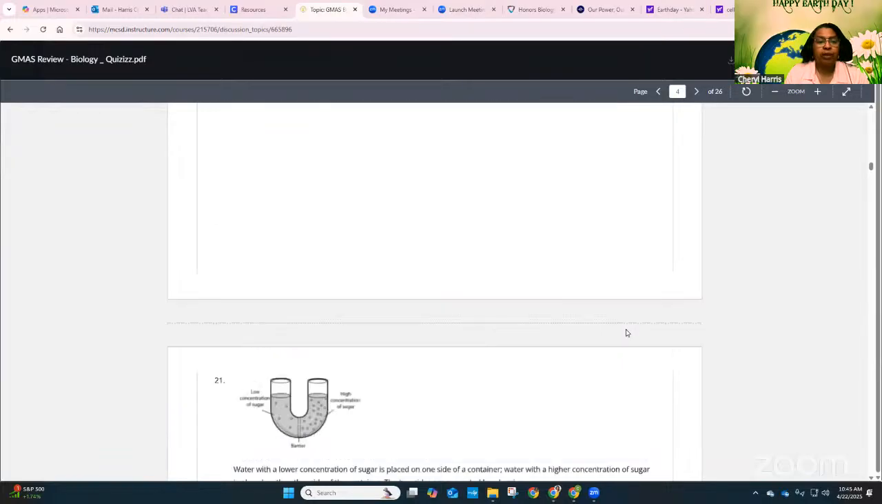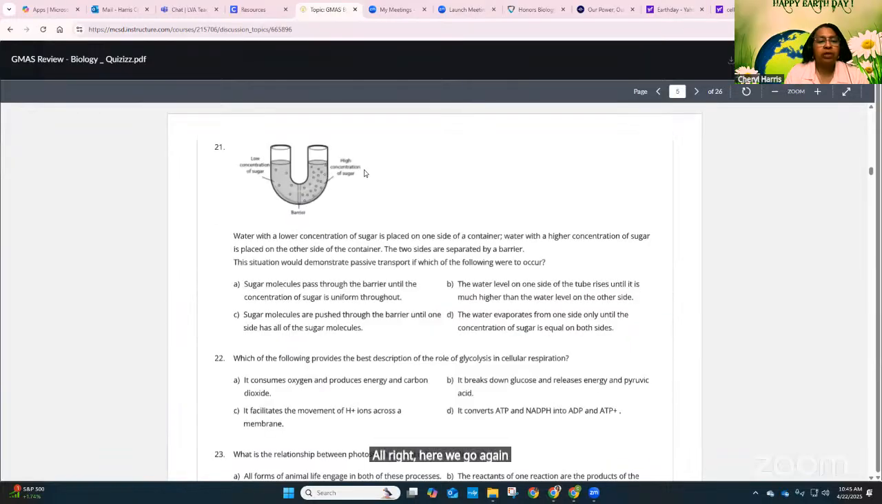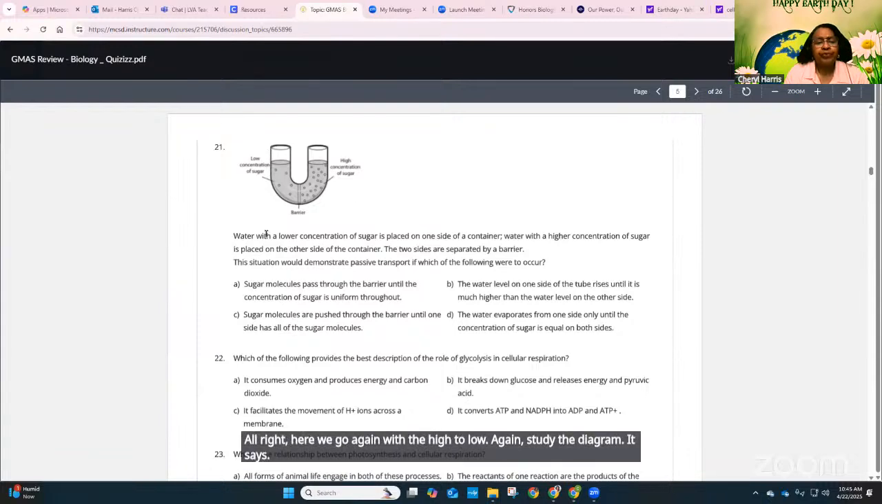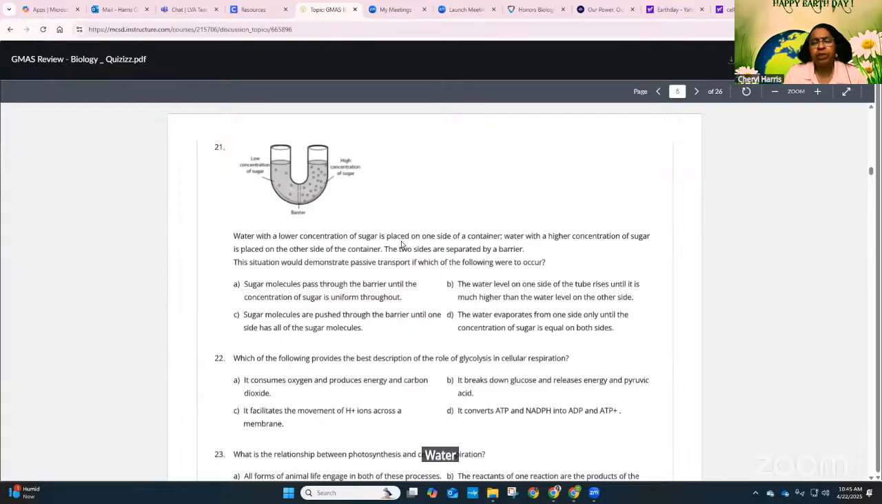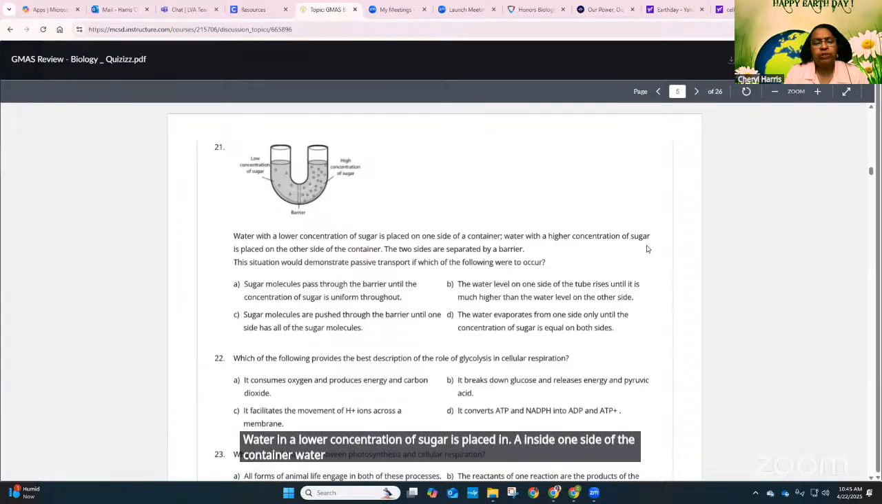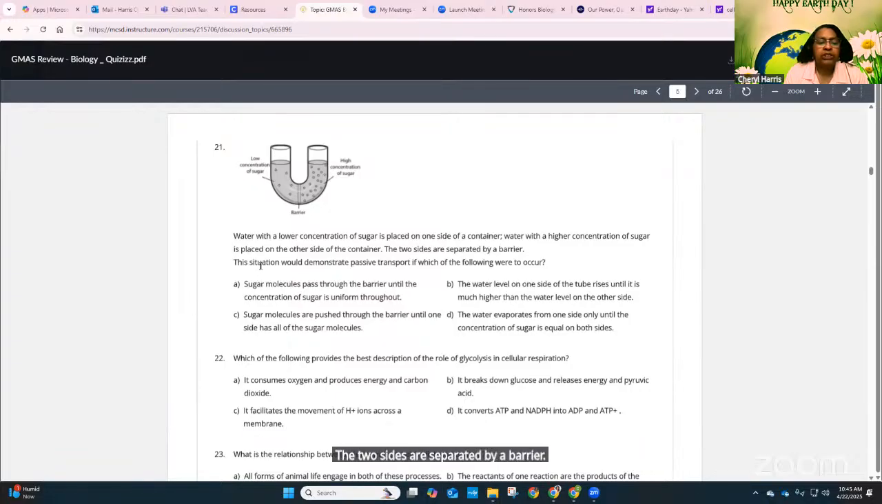All right, here we go again with the high to low. Again, study the diagram. It says water with a lower concentration of sugar is placed inside one side of the container. Water with a higher concentration of sugar is placed in the other side of the container. The two sides are separated by a barrier. So this situation demonstrates passive transport if the following occurs.